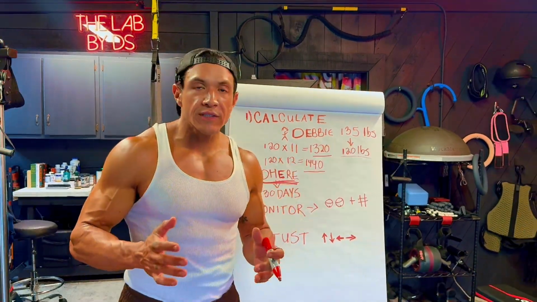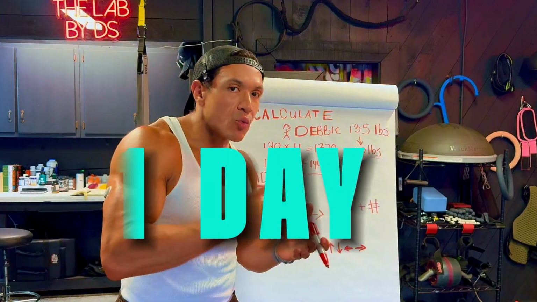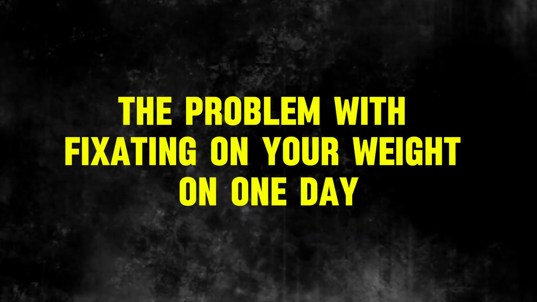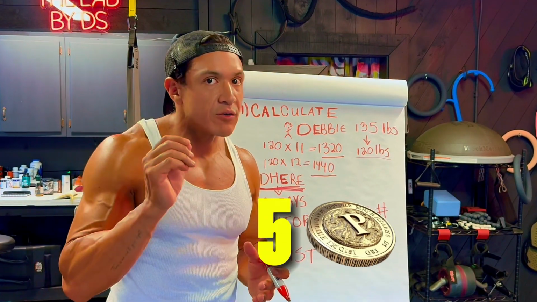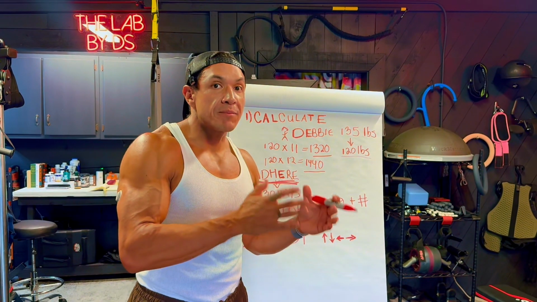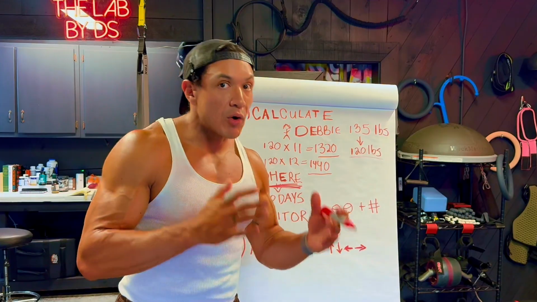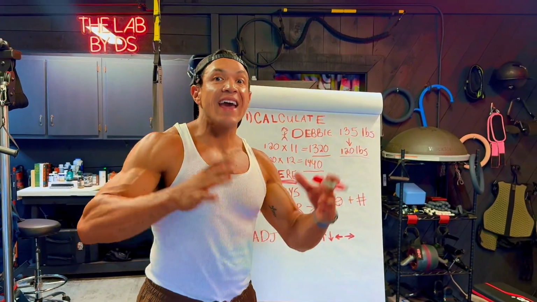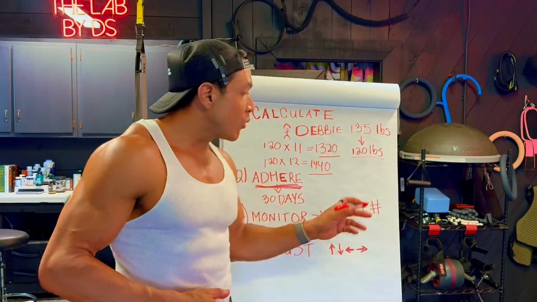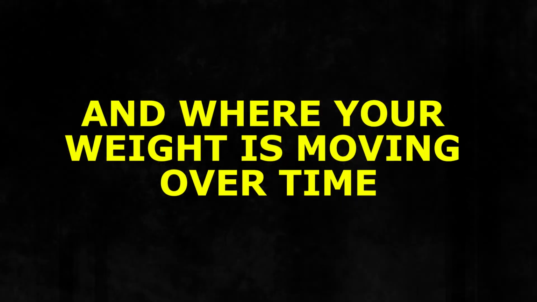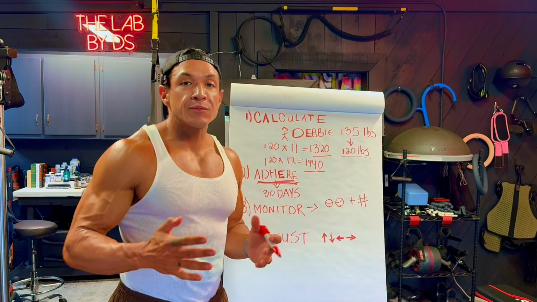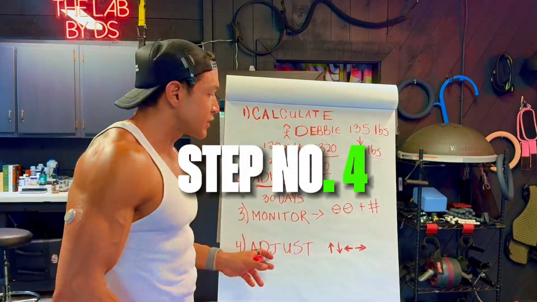Now, why do we do this? Because people fixate on just one day. The problem with fixating on your weight on one day is that your weight can fluctuate anywhere from 3 to 5 pounds in one single day. And that's not really an accurate depiction of if the system is working. A more accurate way to look at it is to take the average over the course of 30 days. So if you weigh yourself every single day, you can actually see trends in where your weight is moving over time.